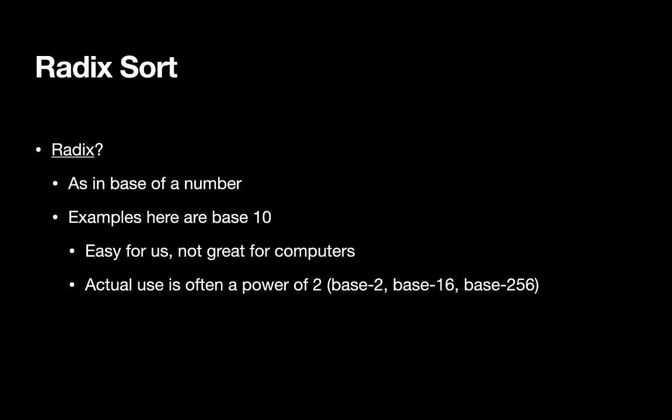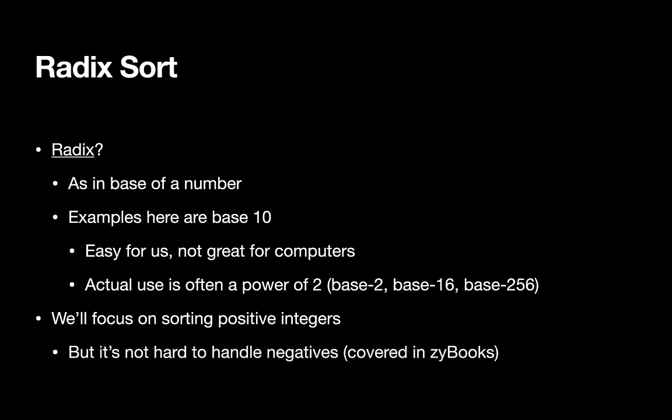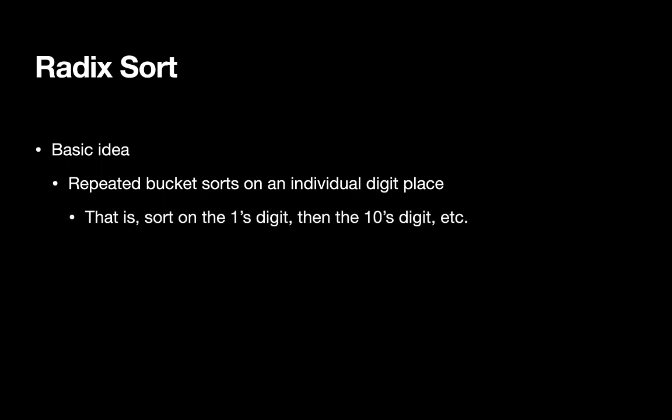We'll also focus on sorting positive integers in the example here, but there are ways to work with negative numbers. In fact, this is covered in the iBooks examples. The basic idea behind radix sort is that it does repeated bucket sorts on an individual digit place. So we'll do a bucket sort on the ones digit, and then the tens digit, and then the hundreds digit, and so on and so forth.